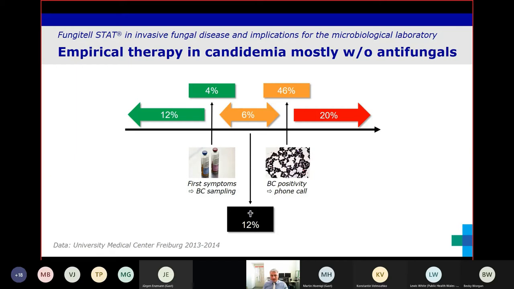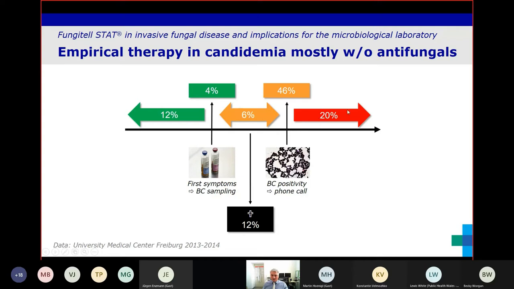therapy with him. And in our cohort in Freiburg over these 2 years, there were 12% of the patients who were already on antifungal prophylaxis. So they had a breakthrough infection, and they were mostly hematologic oncology patients. And only 4% of the patients got the antifungals at the time when they had their first symptoms. This means when they had the blood culture sampling. Most of the patients, nearly 50%, every second patient, got the antifungal when the microbiologist phoned the doctor in the clinic and said, the patient doesn't have bacteria in his blood, he has yeast in his blood.